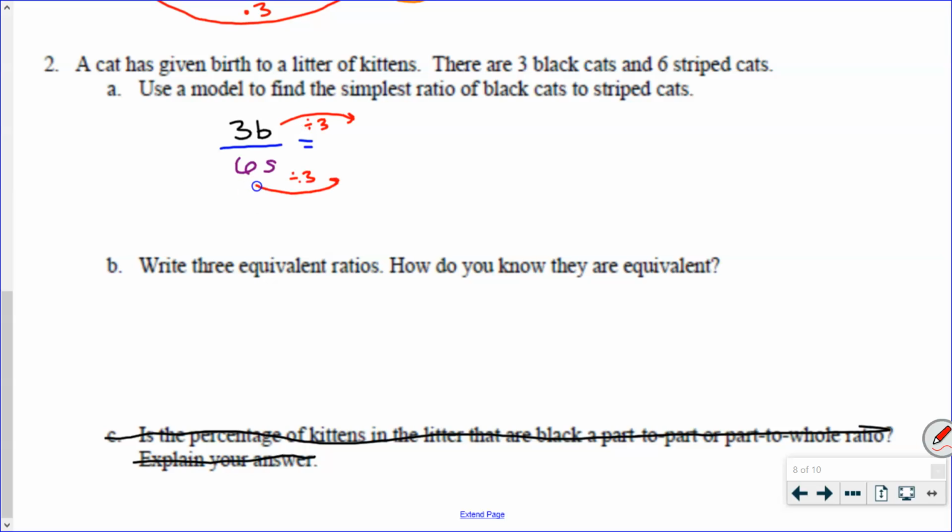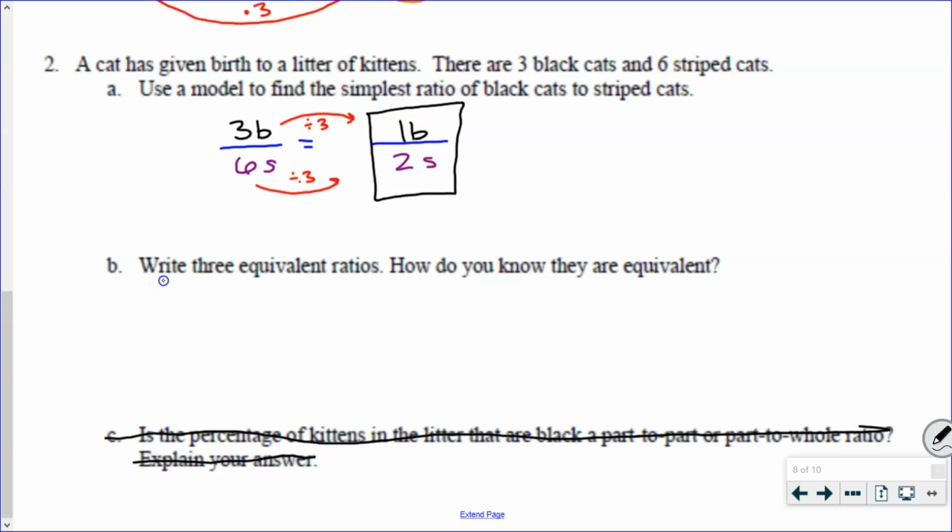Again, look at how I'm showing my work. You can use a tape diagram if you like. You can use a double number line if you like. My preference is to use just the calculations and showing that work. 3B divided by 3 is 1B, 1 black cat. 6S divided by 3 is 2S, or 2 striped cats. So this is the simplest ratio. I'm going to go ahead and put a box around my answer.